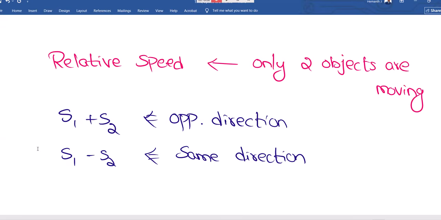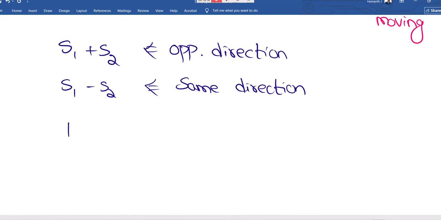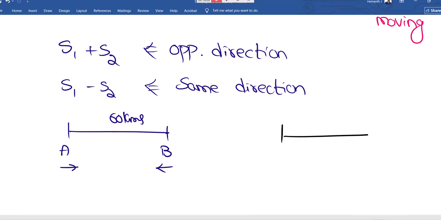That's one situation. Or maybe for 800 kilometers you may think bigger, so I'll put it as 60 kilometers between A and B. One person is moving from A to B, another person from B to A. The other case is the same direction: A to B, 60 kilometers. Here, car 1 and car 2.